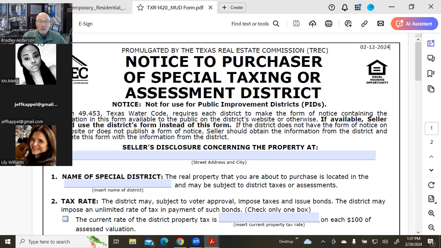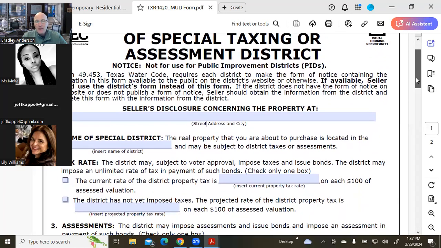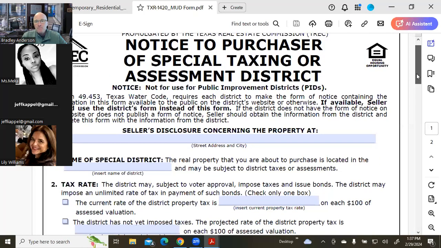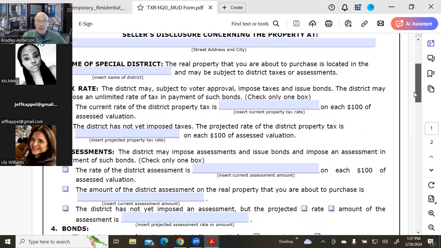And if you ever wonder whose responsibility this is, well, here it is: seller's disclosure concerning property at whatever the address is. And it goes about itemizing everything in that taxing district. You know, who's the MUD, what's the rate.